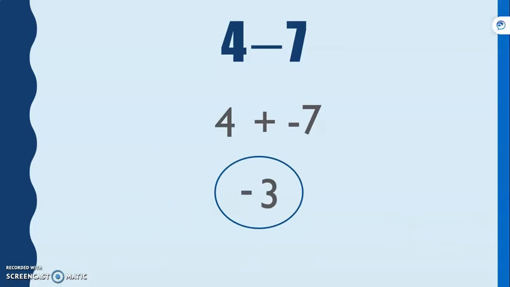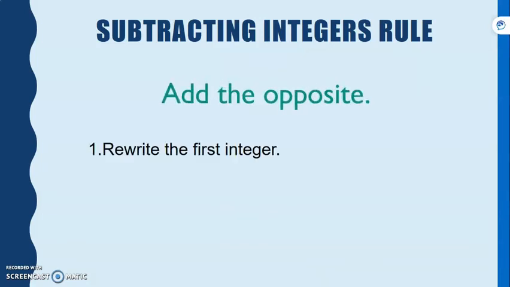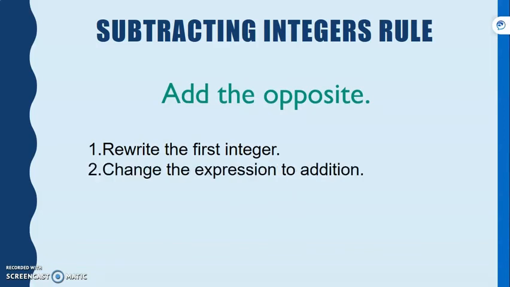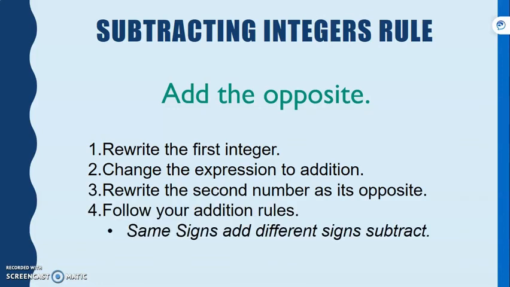So let's look at some takeaways here. Here are my subtracting integers rules. We always add the opposite. So we rewrite our first integer. We change the expression to addition. We write the second number as its opposite, and we follow the addition rules. Same signs add, different signs subtract. And don't forget to decide the sign. It's whoever had the greatest absolute value in the expression. Another way to think about that is who had more to start with. Do the negatives have more or did the positives have more? And we're always looking at this expression that you rewrote.